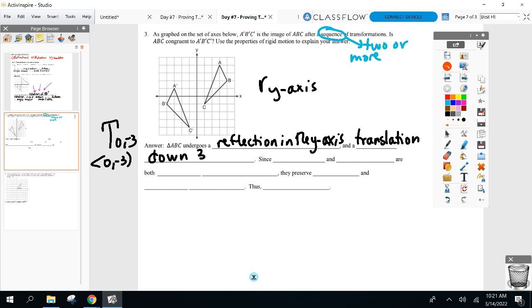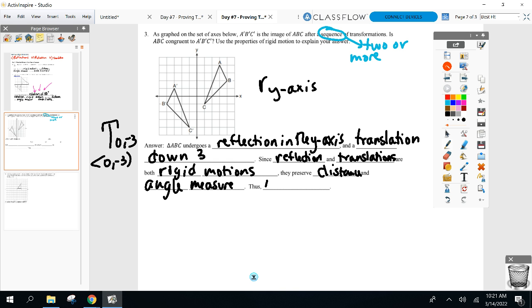And you could have these flipped too. You could write the translation first, followed by the reflection. That's fine. Since reflections and translations are both rigid motions, they preserve distance and angle measure. Thus, triangle ABC is congruent to A prime, B prime, C prime. All good?